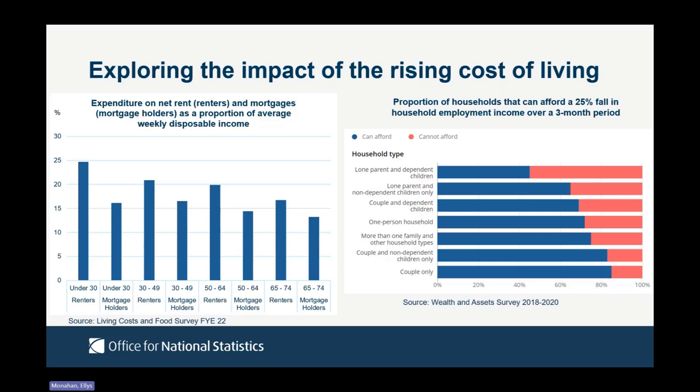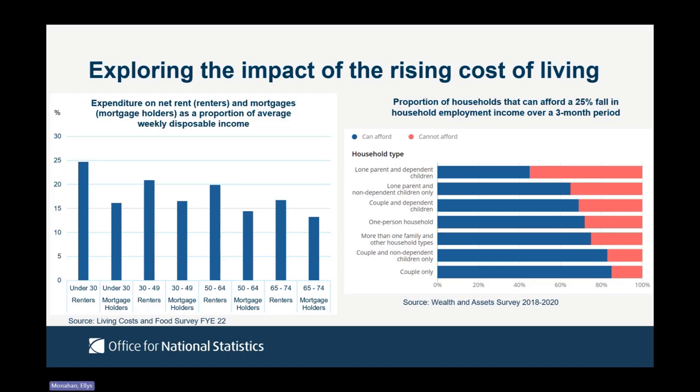The analysis showed that for the financial year ending 2022, renters spent about 21% of their weekly disposable income on rent, on average, whereas mortgage holders spent slightly less, 16% of their average weekly disposable income on mortgage payments. This varied a lot by age, by sex, by income, and we have published a data set that shows all of these breakdowns. But generally, we could see that throughout all of the different breakdowns, renters were spending a higher proportion of their disposable income on rental payments. And therefore, we were able to use this to help explain why renters were more vulnerable to the increases in housing costs.